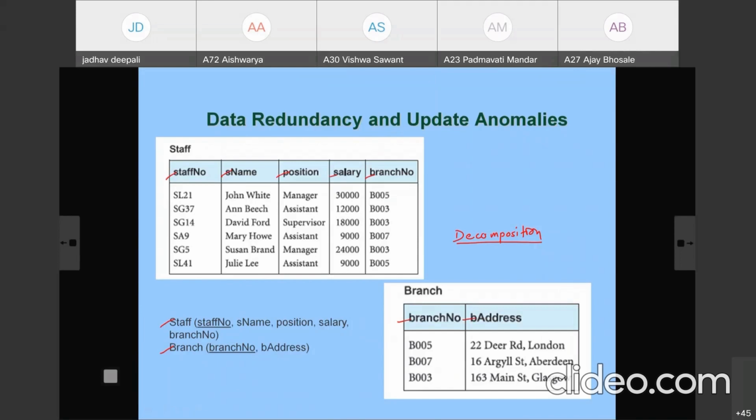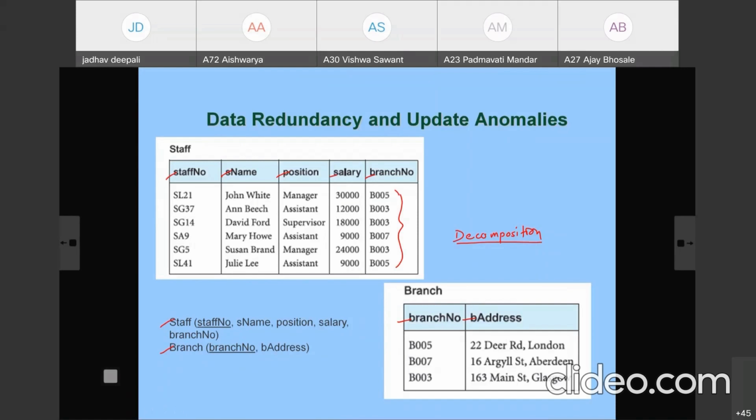Now here you can say it is a duplication, but it is required. Why? Because we must know which branch the staff is allocated to, and the branch number is there only. That's why it is not so much duplication. Now see, these two relations have more desirable properties than the staff branch relation. Why? Now check the insertion, deletion and updation anomaly.